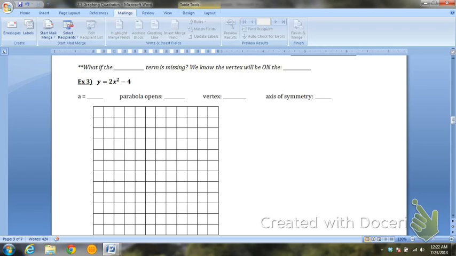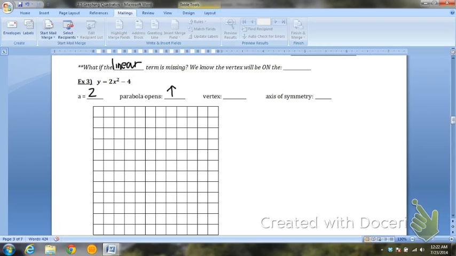Alright, but what if we're doing a problem and there's a certain term that's missing? If we look at example number 3, which term is missing? You would say the linear term. Right? So the linear term is missing. And if the linear term is missing, then we know the vertex will be on what? Well, let's investigate. Our a here is 2, which means it's positive, so our parabola is going to open up.